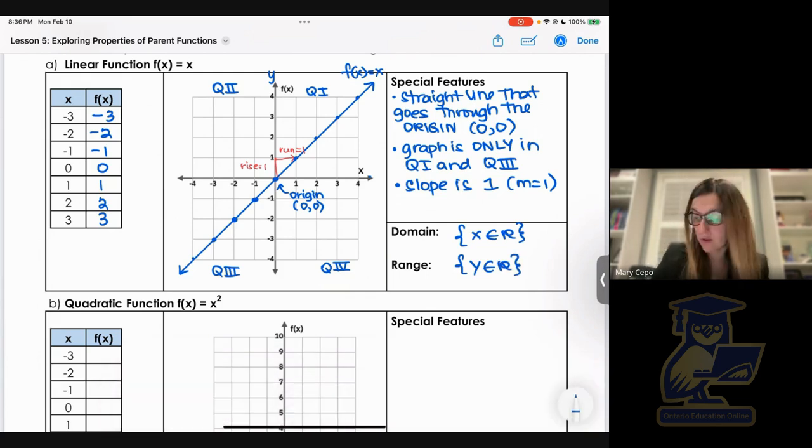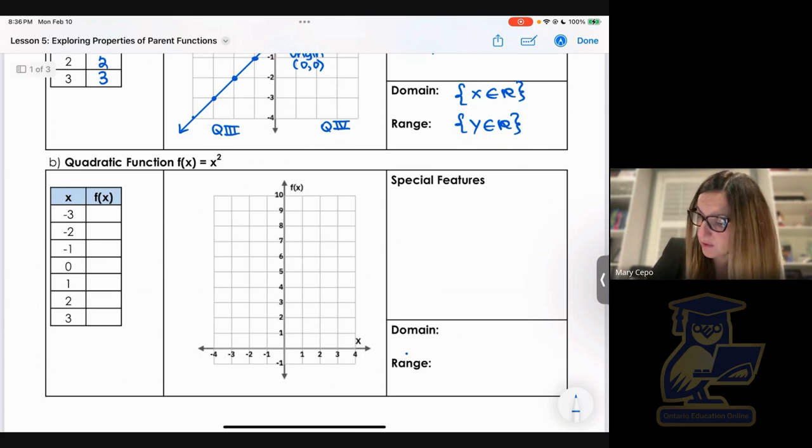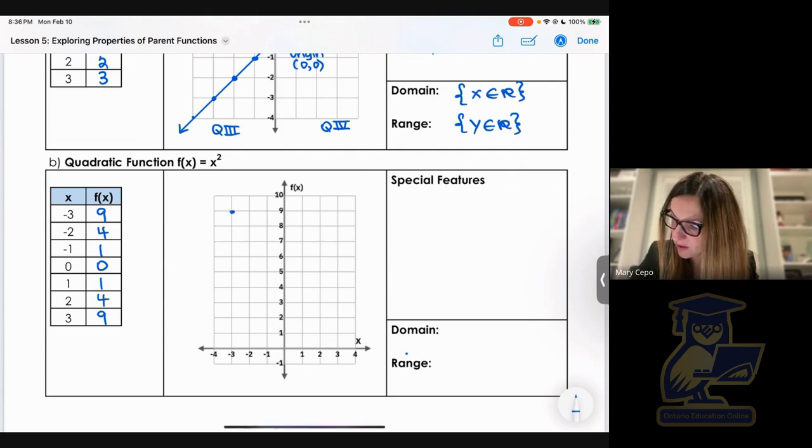Okay. Moving on, the quadratic function, which we did explore in grade 10. The parent function for the quadratic function is f(x) = x squared. So when the input is -3, -3 squared we know is +9. Negative 2 squared would be 4. Negative 1 squared would be 1. 0 squared is 0. 1 squared is 1. 2 squared is 4. And 3 squared is 9. Now plotting that, when x is negative 3, y is positive 9. When x is negative 2, y is positive 4. When x is negative 1, y is 1. 0, 0, 1, 1, 2 and 4, 3 and 9.